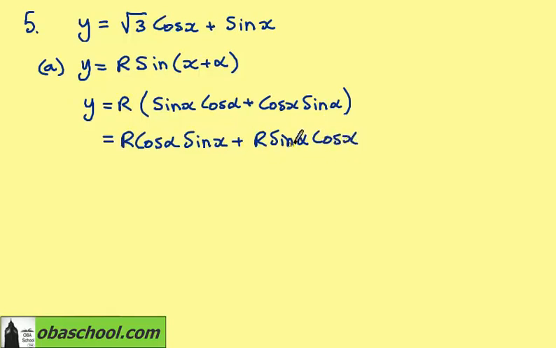If we now compare this line with the original equation, we can see that r cos alpha is the coefficient of sine x. Here 1 is the coefficient of sine x. It follows that r cos alpha must be equal to 1. R sine alpha is the coefficient of cos x here, and root 3 is the coefficient here. It follows that r sine alpha must be equal to root 3.